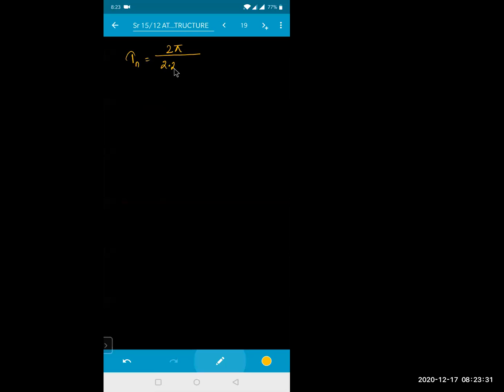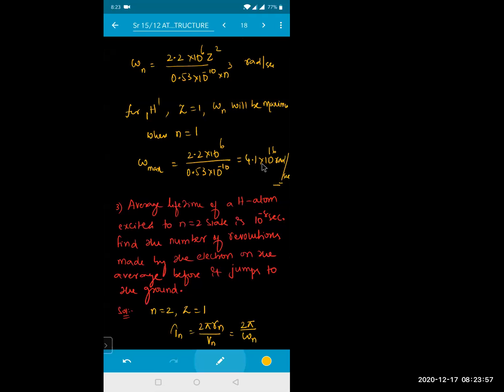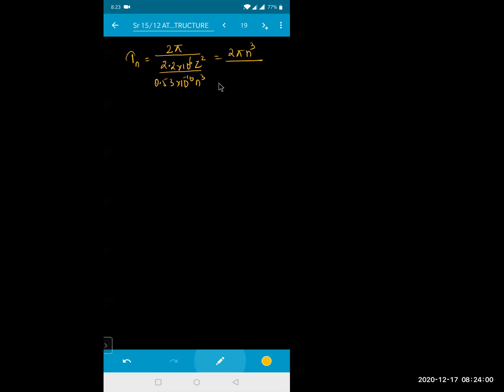Just now we got 2.2 into 10 to the power of 6 into Z square divided by 0.53 into 10 to the power of minus 10 into n cube. So that comes out to 2 pi into n cube divided by this value. Just now we got that value: 2.2 divided by this value is approximately equal to 4.1. So this will be equal to 4.1 into 10 to the power of 16, and the Z value is Z square.